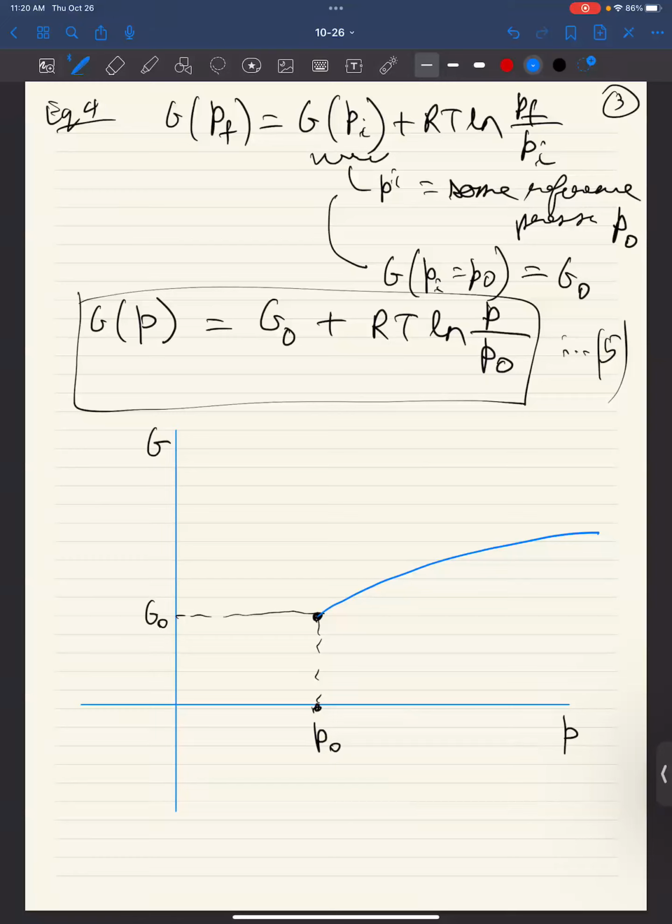Minus infinity. Why? Because log of zero is a very, very small number. So it's going to look something like this. You mean log of zero is a very big number? Very negative number. Very big negative number. Right? Everyone happy with this?